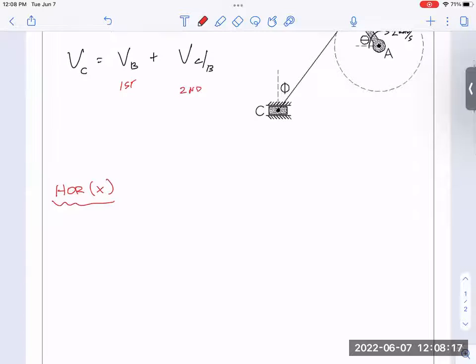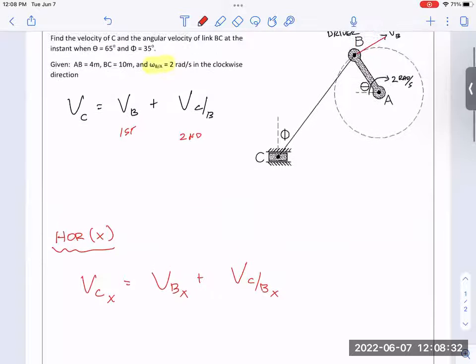So what am I going to do? Same thing I did before. I'm just going to rewrite the equation. Velocity of C equals velocity of B plus the velocity of C as it rotates around B. Let's just focus in on the X's now. Go add those in later. And I'm going to ask the same question. Do I know any of those things?